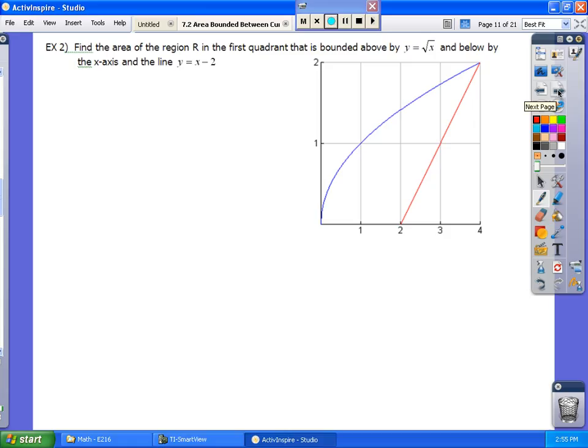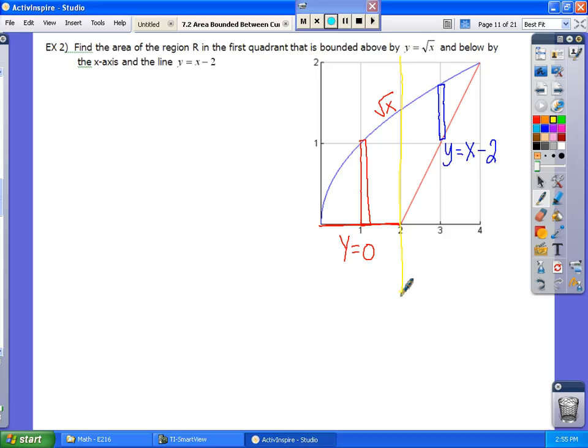In looking at number 2, this was the problem we did where we actually needed two integrals, because if you look, in this rectangle, the top function is the function root of x. The bottom function is actually the x-axis, which is y equal to 0. Over here, though, in blue, our top function is still root of x. Problem is our bottom function changes to y equals x minus 2. And so because of the change, which occurs at x equal to 2, I'm going to need two integrals.